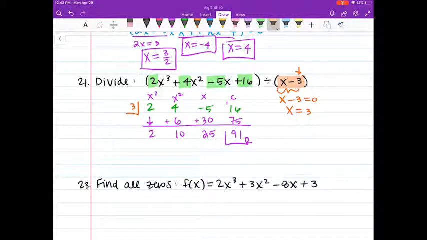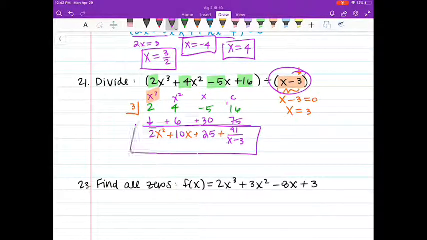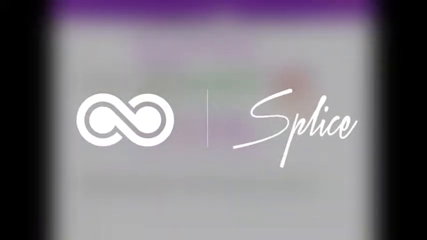So we started with x to the 3rd, which means that our first coefficient is our coefficient of x to the 2nd, plus 10x plus 25, plus, remember that your remainder can always be written as a numerator with what you are dividing by as your denominator. So your final answer, 2x squared plus 10x plus 25 plus 91 over x minus 3.